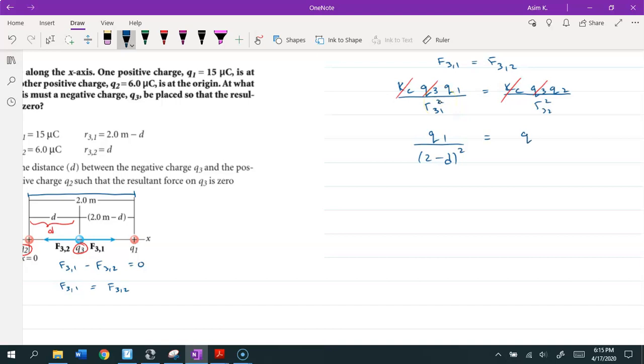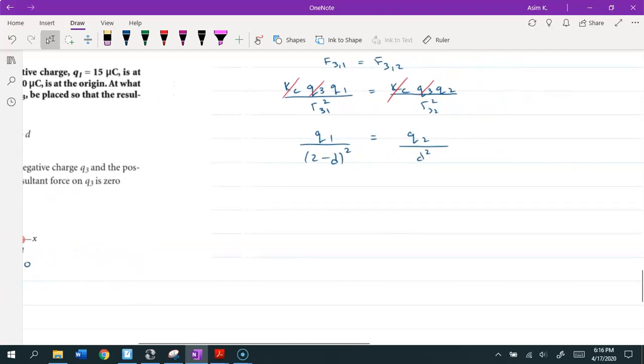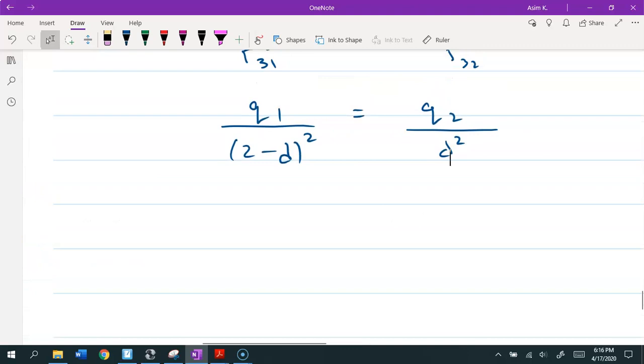Then for the other piece, it's q sub 2 over d squared, meaning the distance between 3 and 2, and the distance between 3 and 2 once again is simply d, so you square that. All right, so here goes the little bit of algebra behind this equation. Basically, the first thing that we do is we cross multiply. All right, we cross multiply like this.